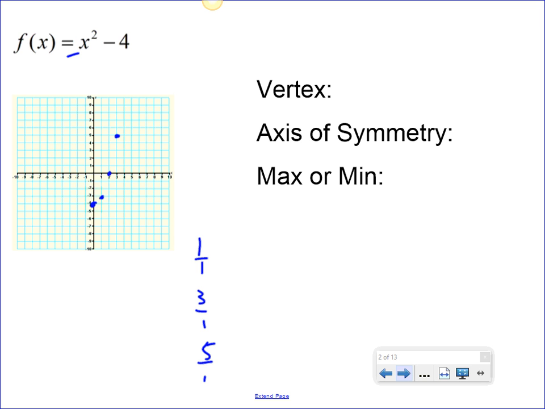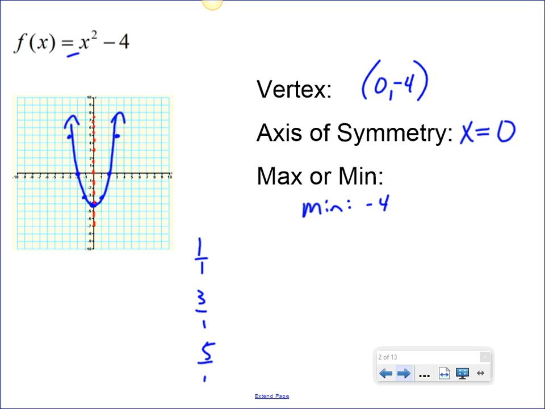Again, my axis of symmetry in this case goes right through the vertex and is x equals 0, the y-axis. If I mirror them across, these are the points that I'd be getting, and if I graph it, it would look like so. In this case, what is the vertex? The vertex in this case is 0, negative 4. The axis of symmetry, again, x equals 0. And what is it again? In this case, it's going to be a minimum again. And what would I say the minimum is? Negative 4 when x equals 0.